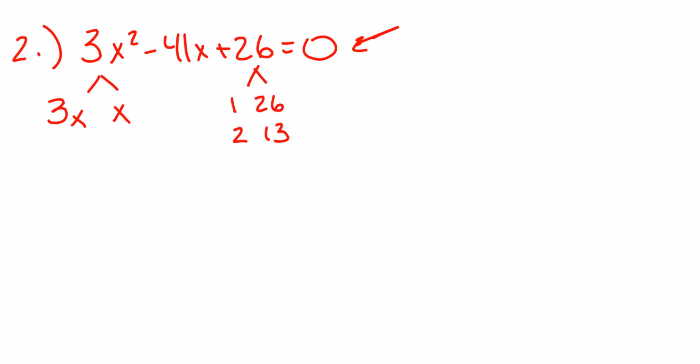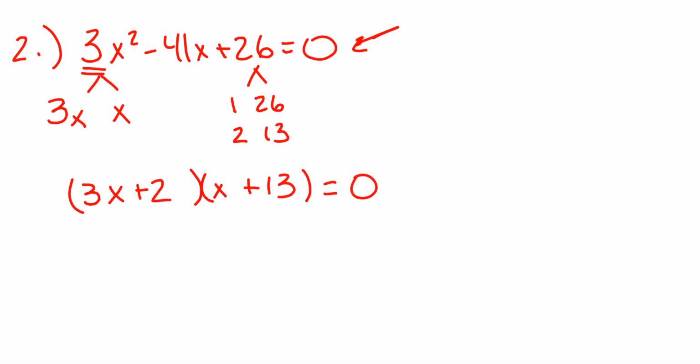Now remember, your adding shortcut doesn't work anymore because the number in front of x squared is bigger than 1. So I just have to guess. So I'm going to put 3x and x. And I'm going to guess 2 and 13. I don't know if this is going to be right. I just have to guess it. Now remember, it's still equal to 0. And remember, you have to show me that you check it using FOIL.